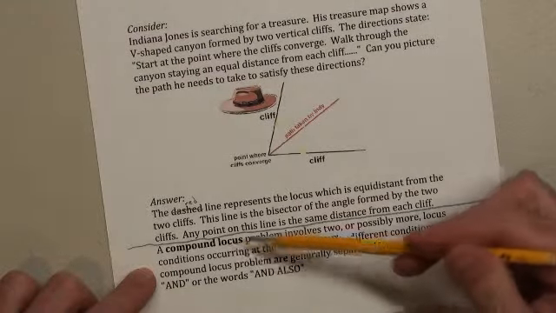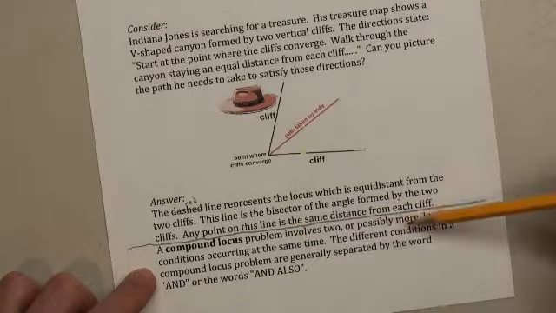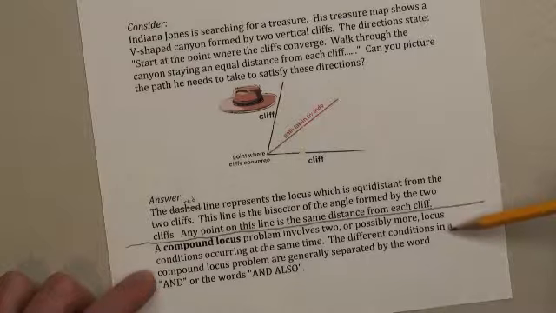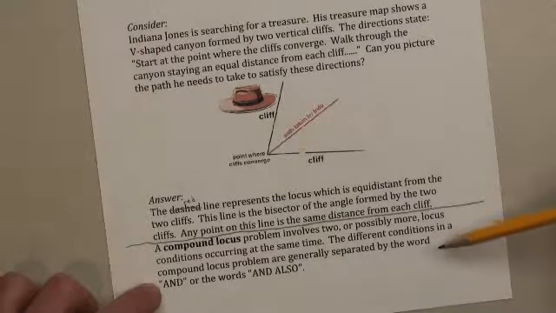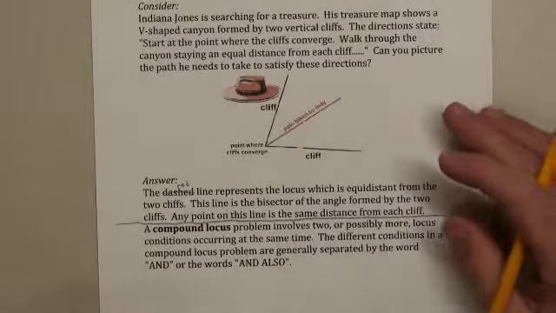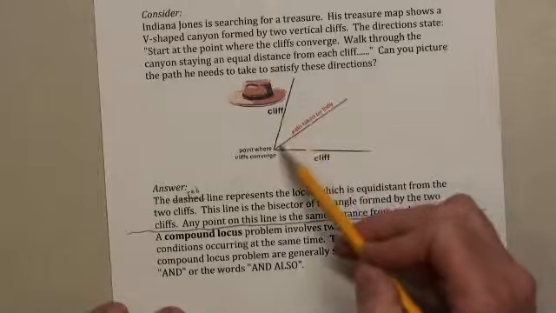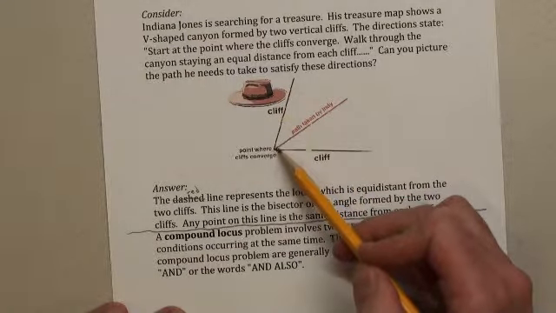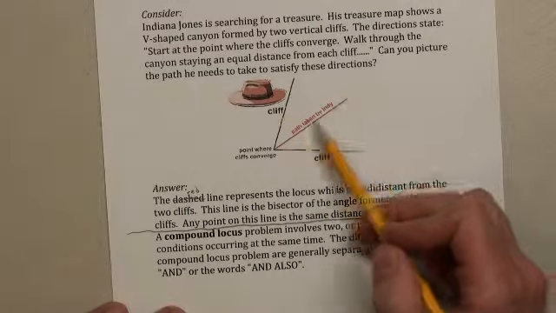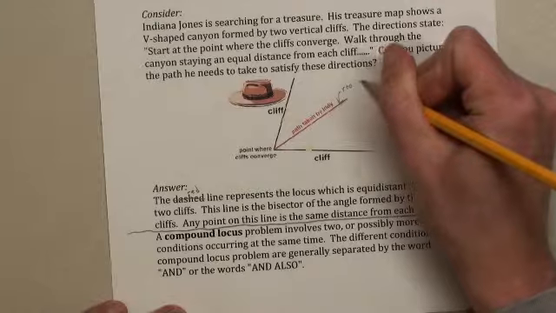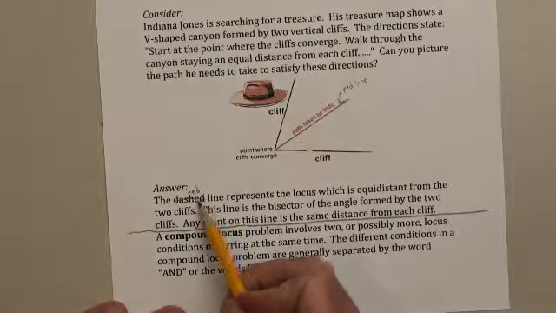A compound locus problem involves two or possibly more locus conditions occurring at the same time. The different conditions in a compound locus problem are generally separated by the word and or the words and also. And we'll see examples of that. Also, in your copy, if this was done in black and white, I'm not sure if the color printer is going to be available. So this line in the middle is what they're talking about as the red line. In fact, let's label it red line so that we know what we're talking about in this problem.